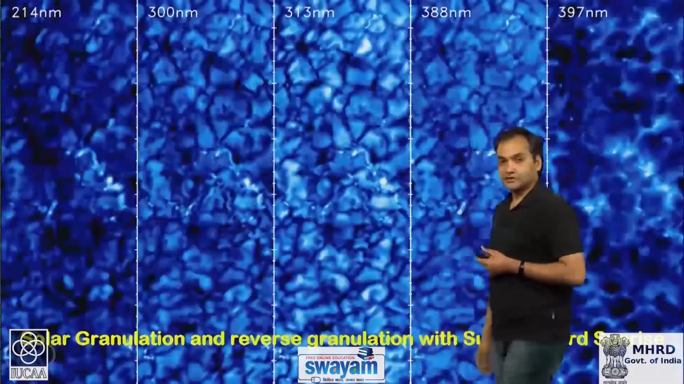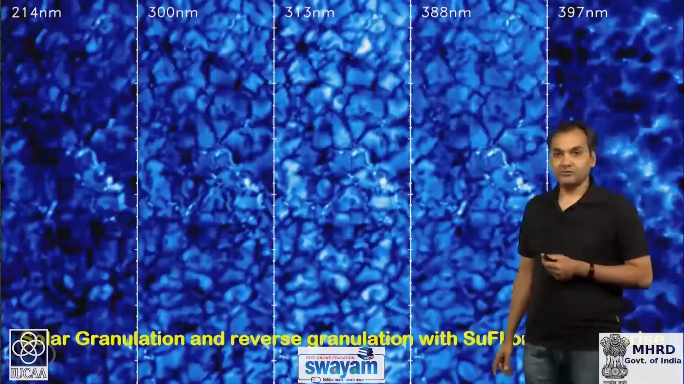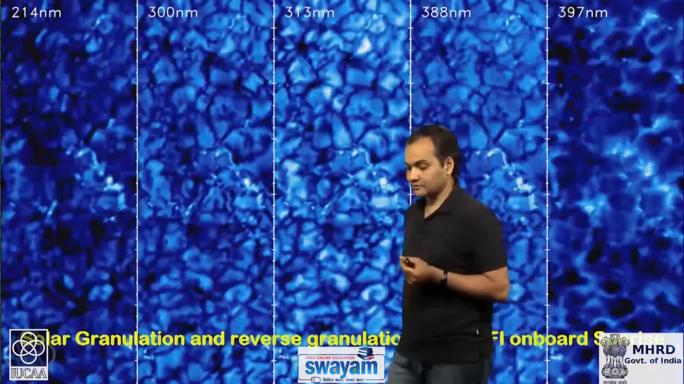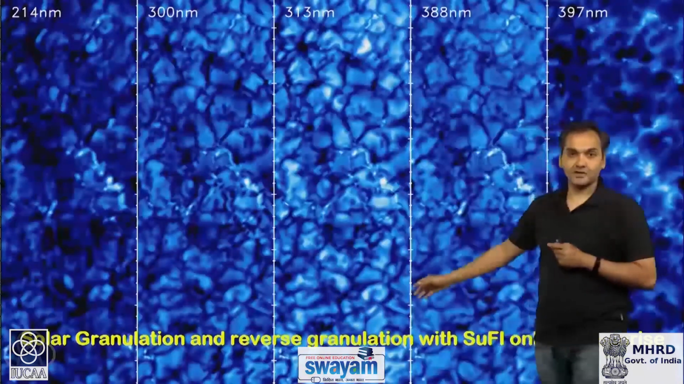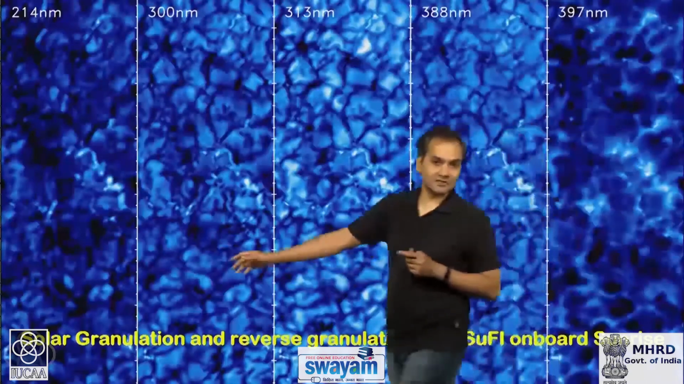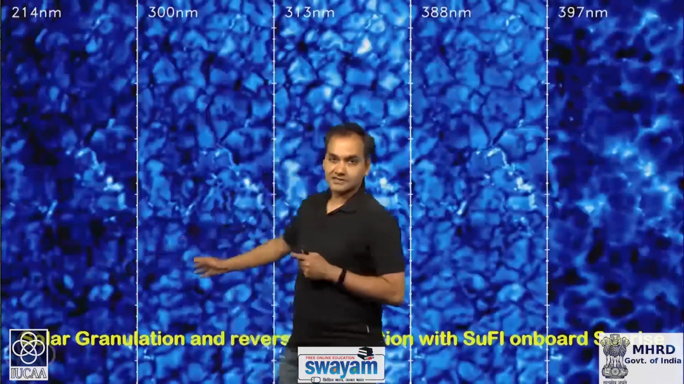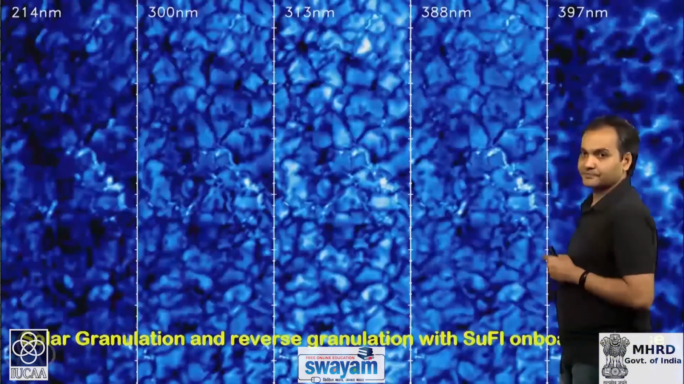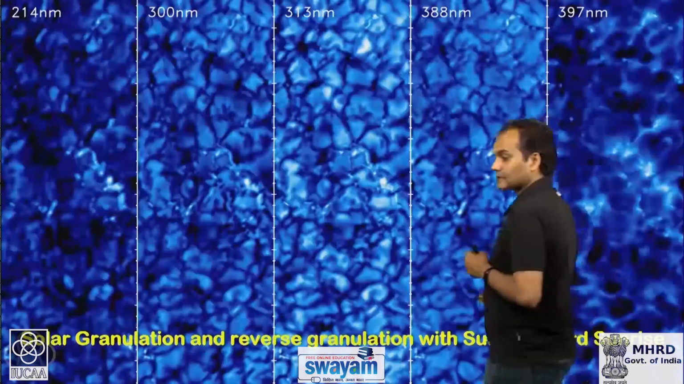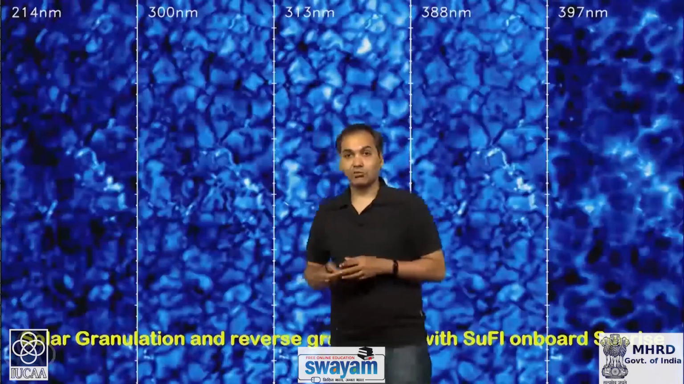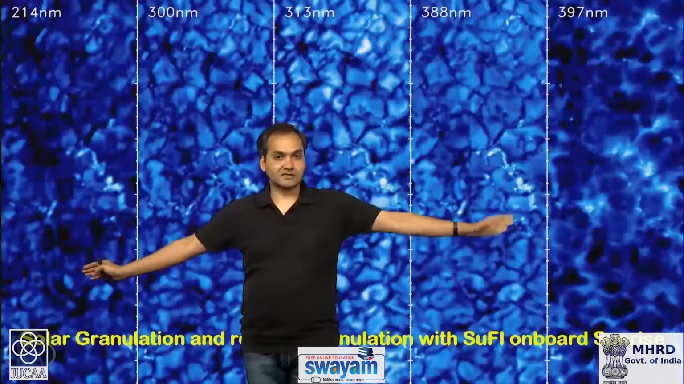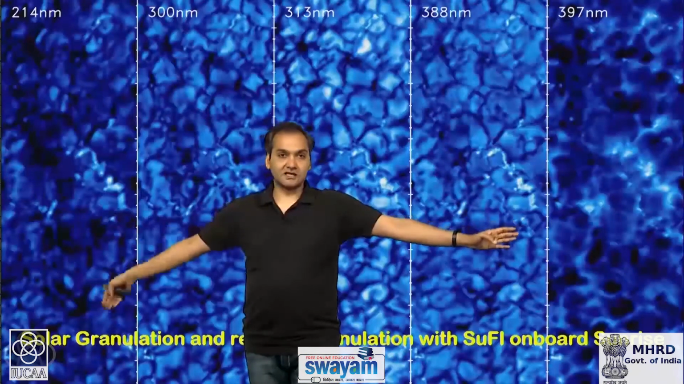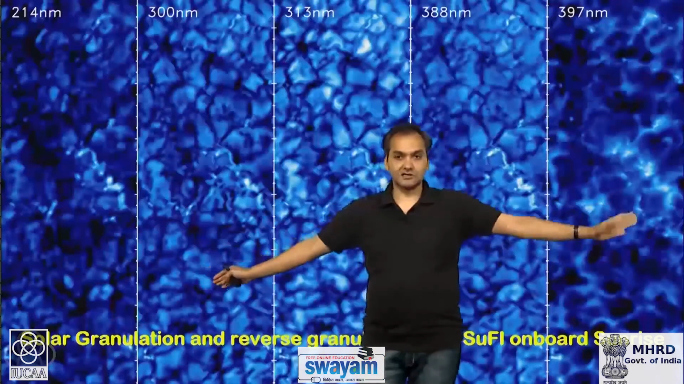Now, if you go into the ultraviolet and image at a very high resolution, this is done from SUFI on board Sunrise. On the left, this is the photosphere, and this one is observing the chromosphere. What you see is a drastic difference between the left and right images, so you can compare these two. This one is taken in the photosphere, this one is taken in the chromosphere.